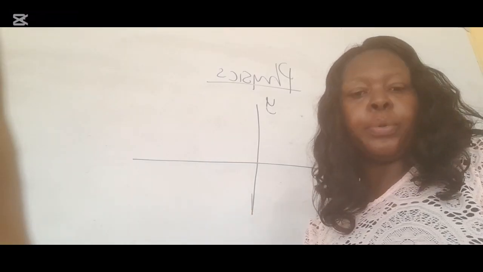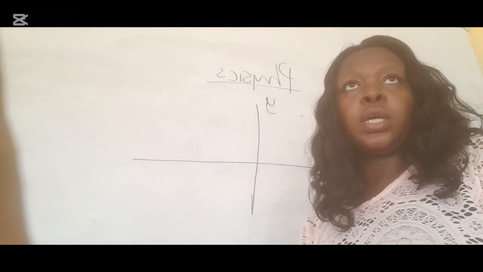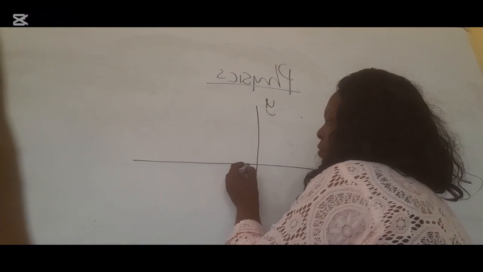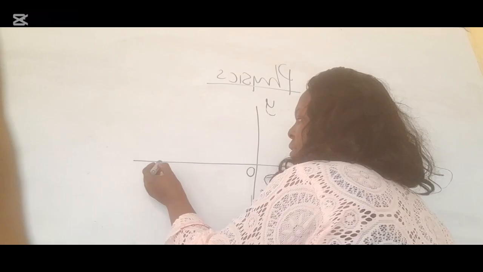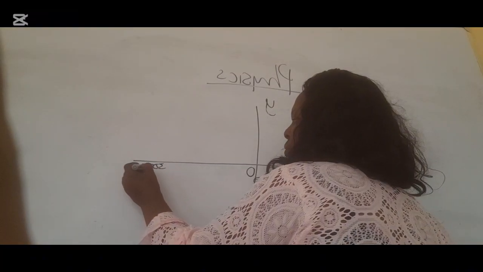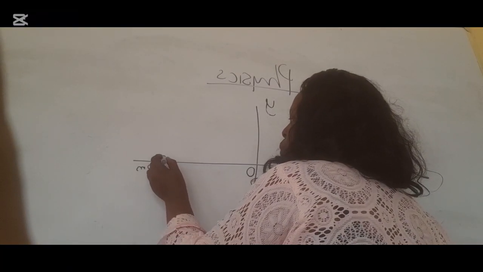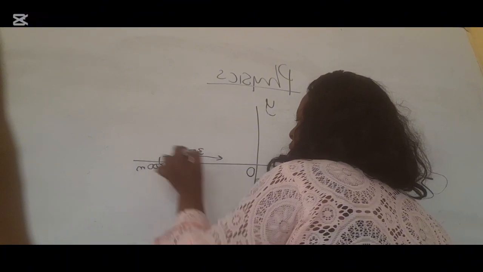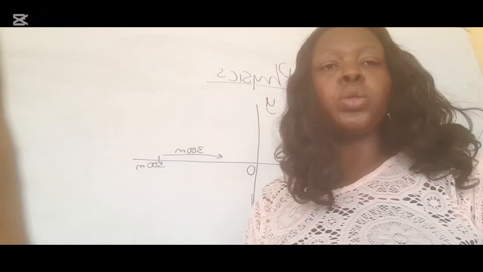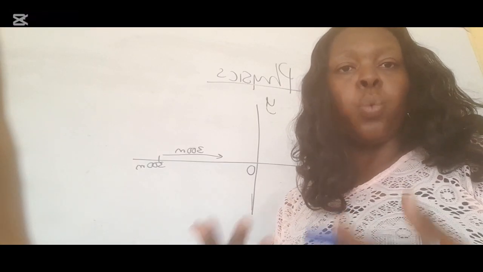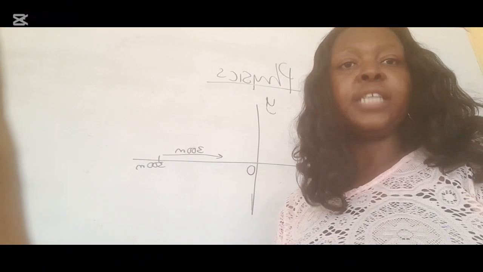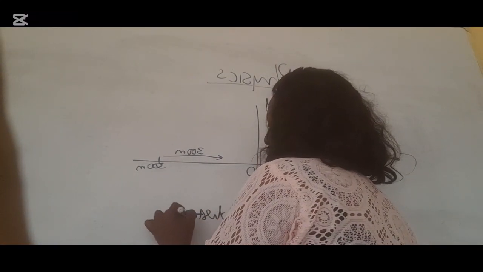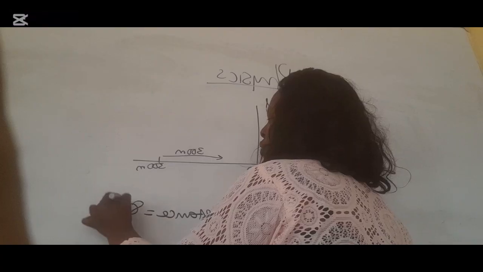If you have an example where someone walked from the origin 500 meters, and then walks back 300 meters, then the total distance that this fellow has walked is how much? 800 meters. So we say the distance is 800 meters.